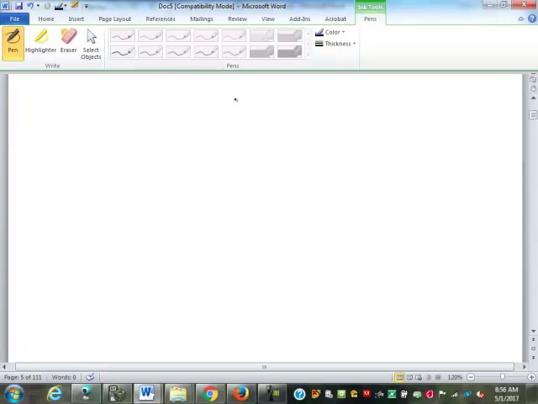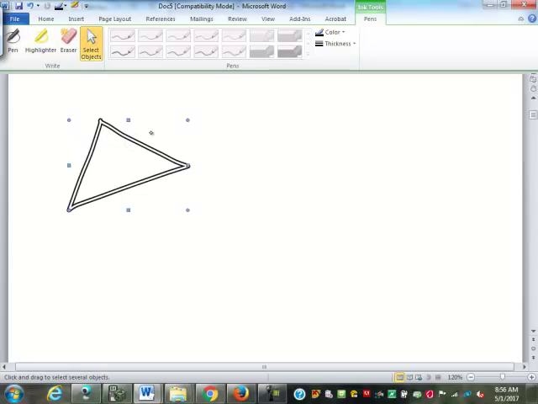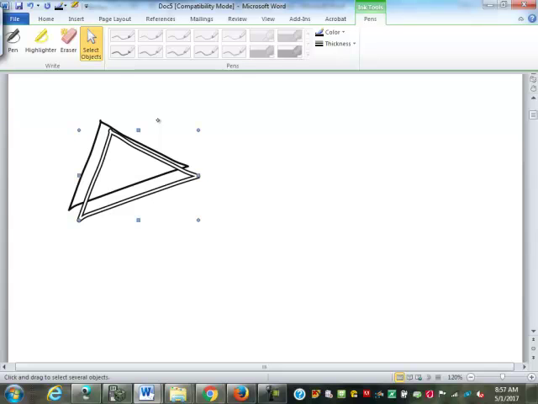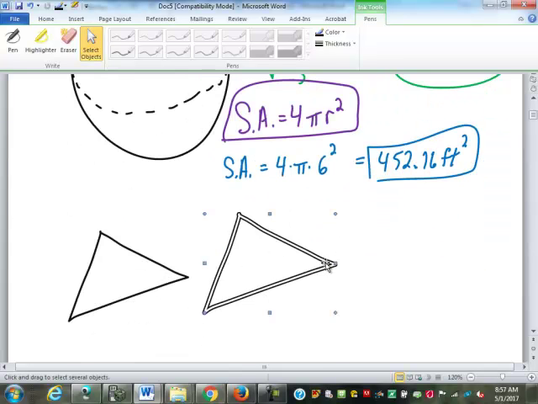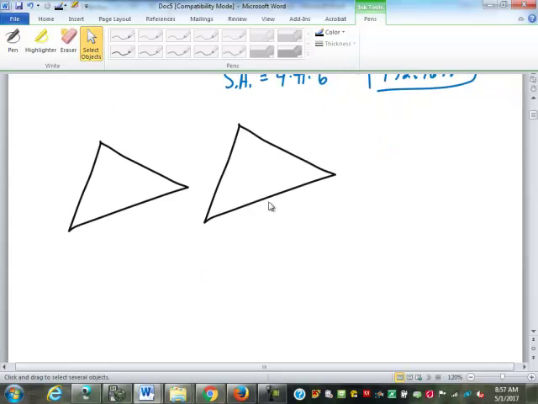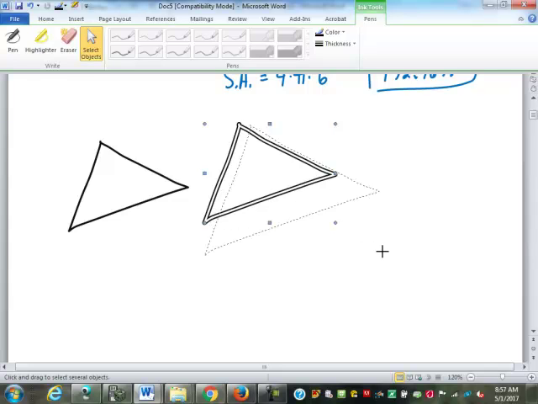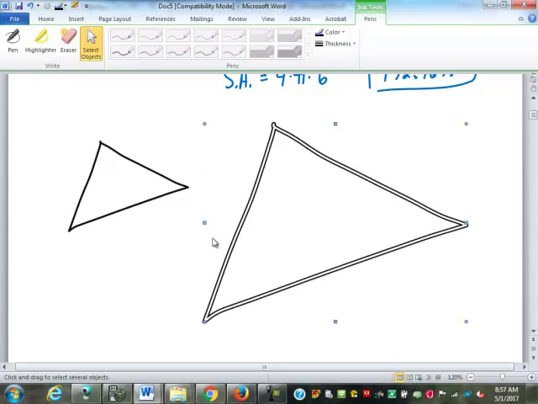Another very important concept for us in geometry is being able to take a shape and either enlarge or reduce it. So I'm going to take this shape here. I'm going to enlarge it. There, I've enlarged it.